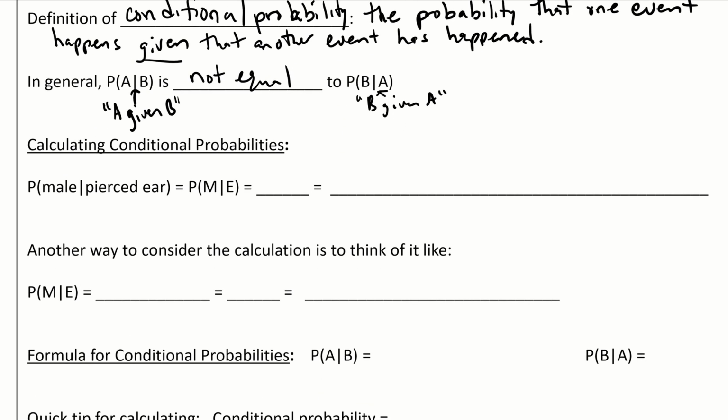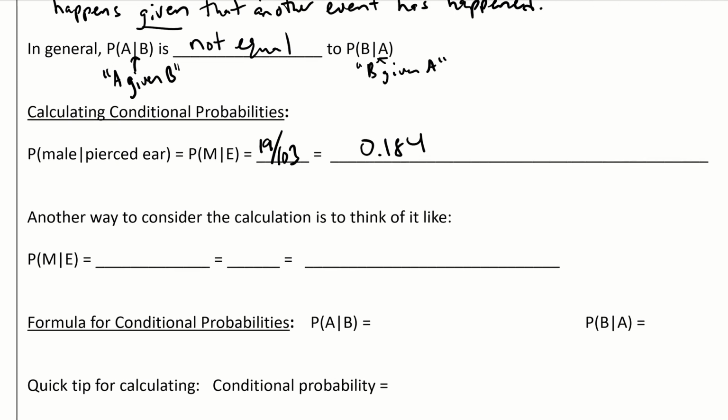Calculating conditional probabilities. Looking at the example we did, let's re-emphasize this. It's the probability of male given pierced ear, where pierced ear is event E. We said that was 19 over 103, which was equal to 0.184.